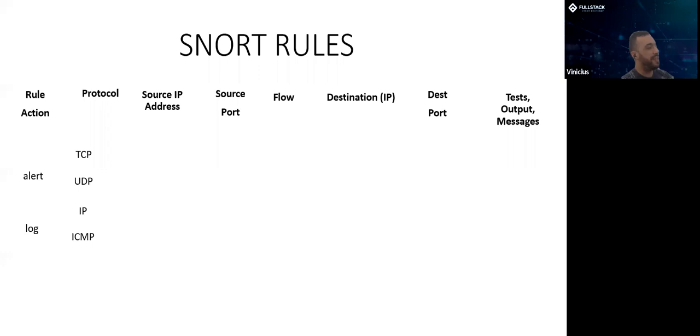So basically IP, when you want to set a rule for all kinds of protocols, you just put IP. It means all of them: TCP, UDP, ICMP, all of them. You just put IP, okay? And then we have the source IP address. So I'm going to show you guys some examples. We can use that. What does that mean?